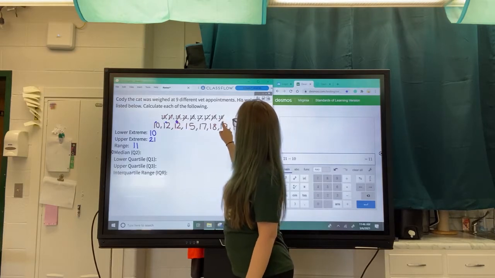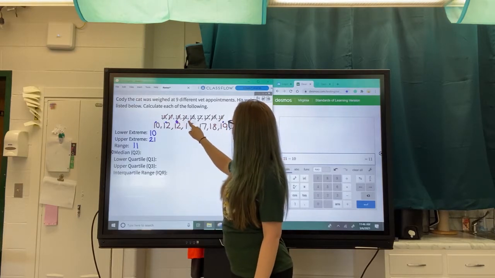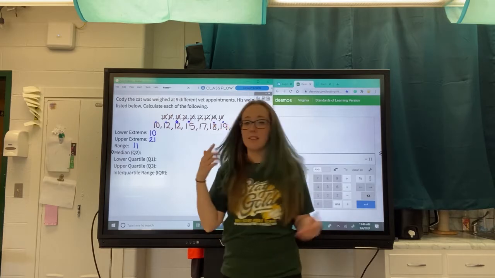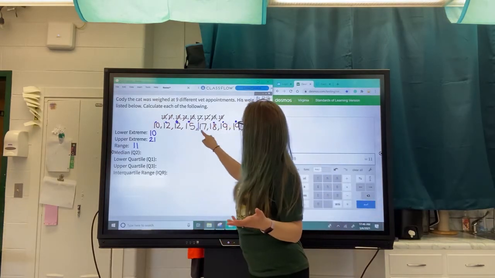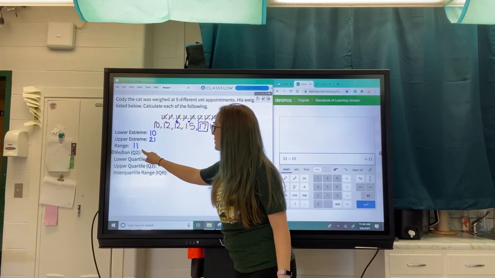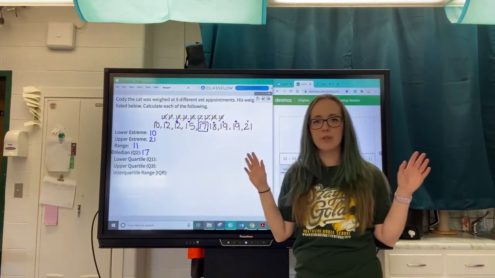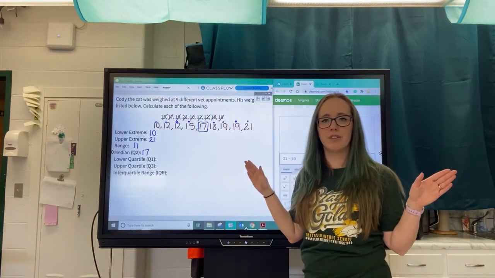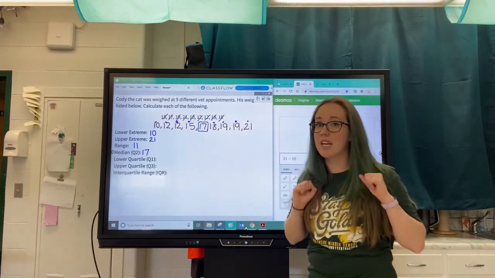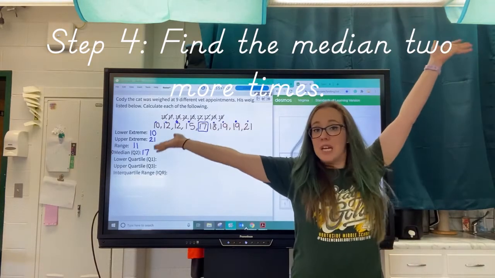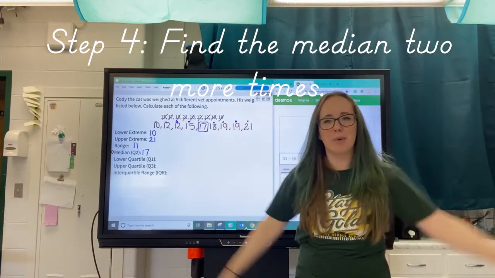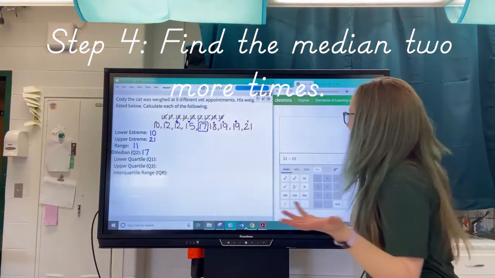12 and 19, 15 and 18, and then look, I found my median. My median is 17. Okay, 3 steps done. That wasn't hard at all. Okay, here comes our 4th step. We have to find the median 2 more times, but that's not hard either. We can totally do this.